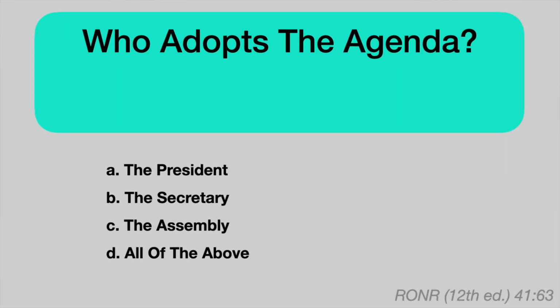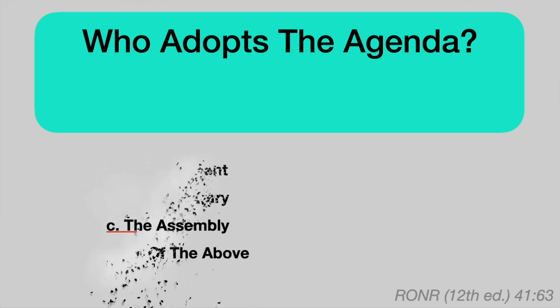So that brings us to our next question. Who adopts the agenda? The President, the Secretary, the Assembly, or all of the above? Pause the video if you'd like more time. The correct answer is, once again, the Assembly. So we're seeing the power that the Assembly has over its meeting. It controls everything. No one, not the President, not the CEO, not the Executive Director, not the organization's parliamentarian or legal counsel, can usurp the Assembly's authority to control its own meeting and adopt its own agenda.